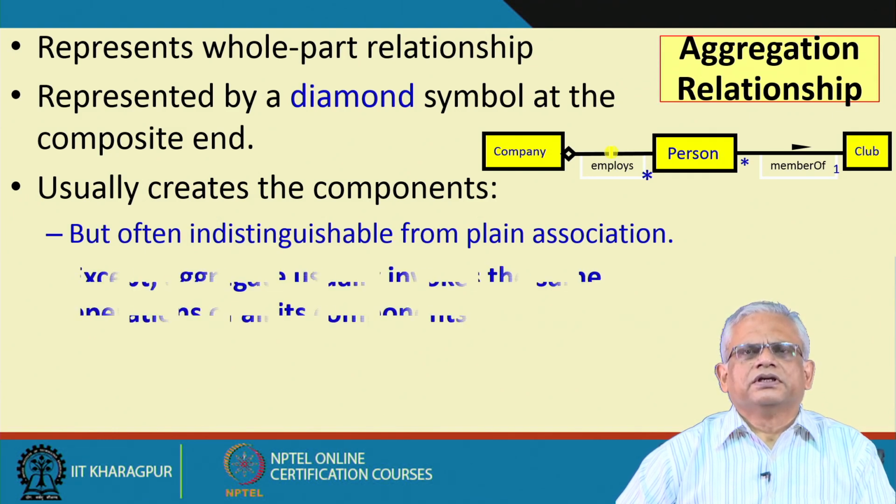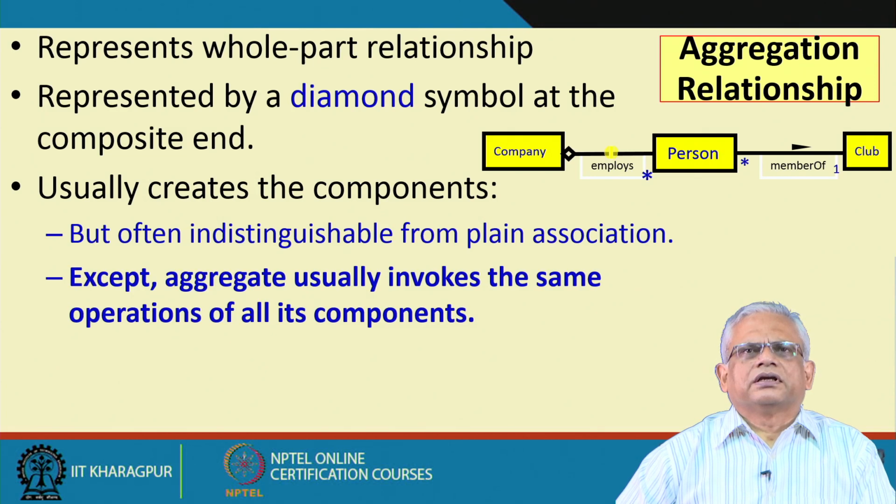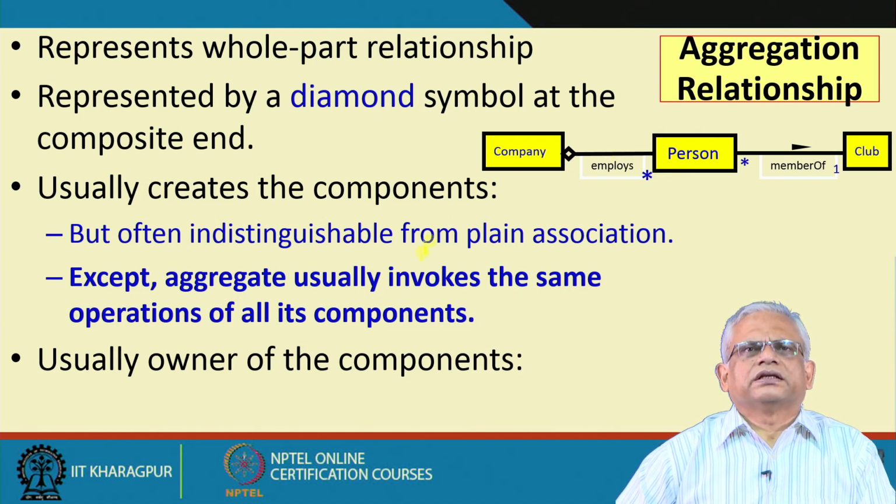This is a very subtle distinction between aggregation and association. And of course, we can identify one more difference, that typically the aggregate object invokes the same method on all its objects in a loop. The same operation is invoked on all person objects. For example, let us say a company wants to print names of the employees, or maybe disburse salary, and so on. It will invoke on all person elements.